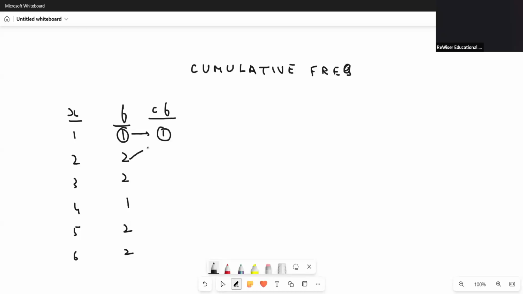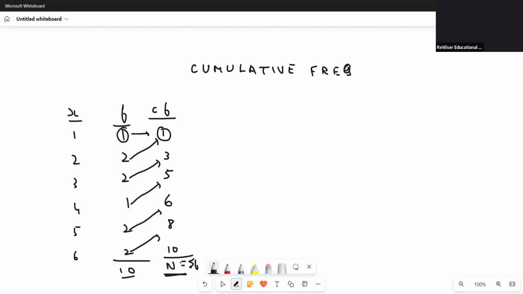Then to write the second frequency, 2 gets added to this, so it becomes 3. Again, 2 gets added, so it becomes 5. Again, 1 gets added, so it becomes 6. Again, 2 gets added, so that's 8. And again, 2 gets added, so that's 10. So this is what we say as capital N, and is denoted as sum of the frequencies. That means if I'm adding all the frequencies, I should get 10.